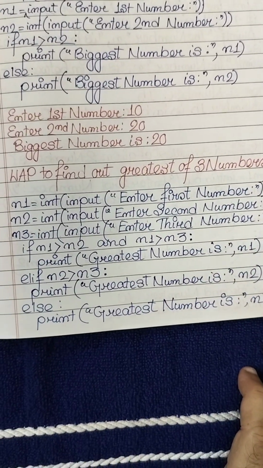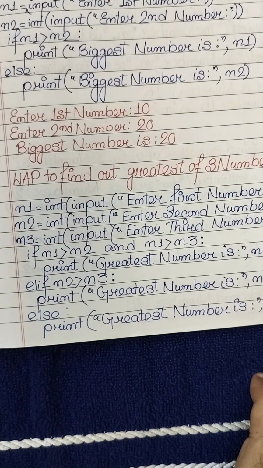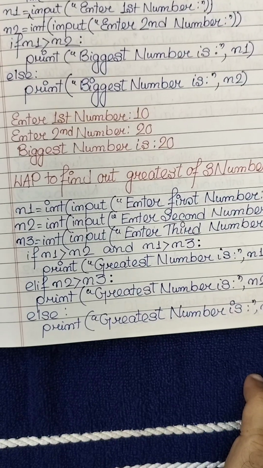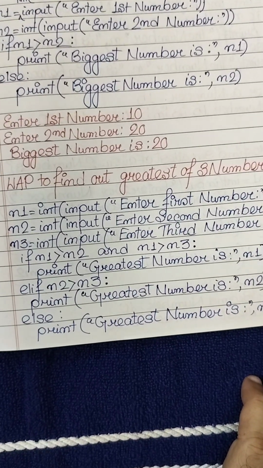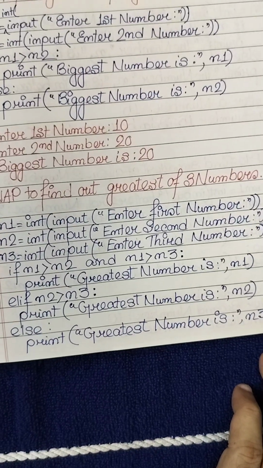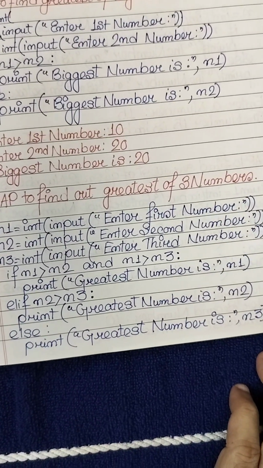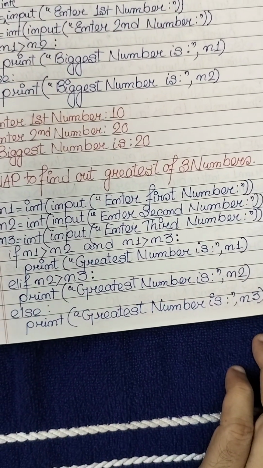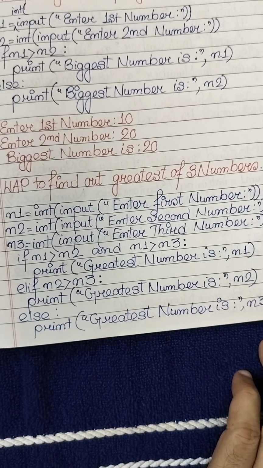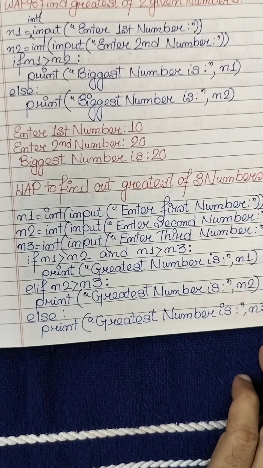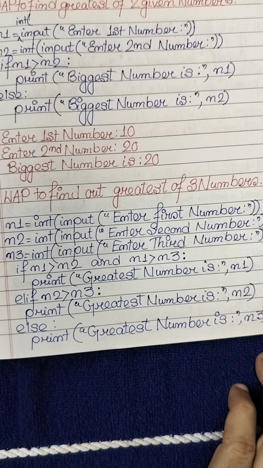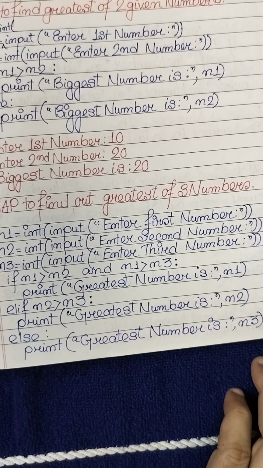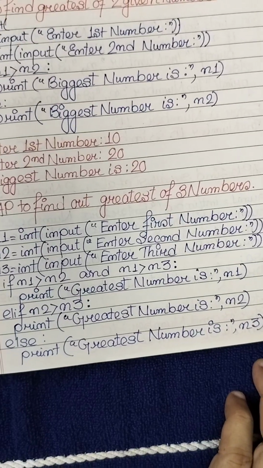The second program is to find the greatest of three numbers. Same as the first one, we take n1 = int(input("Enter first number")), n2 = int(input("Enter second number")), n3 = int(input("Enter third number")). If n1 is greater than n2 and n1 is greater than n3, print greatest number is n1. Elif n2 is greater than n3, then print greatest number is n2, and else print greatest number is n3. So this is the program code for the greatest of three numbers.